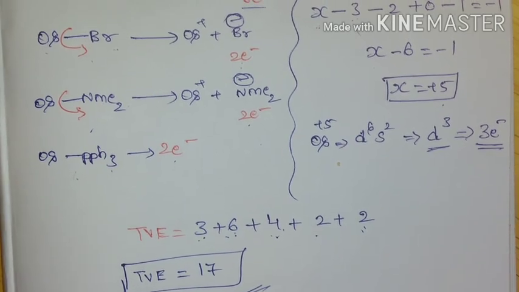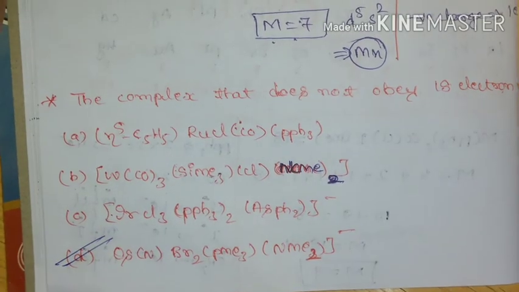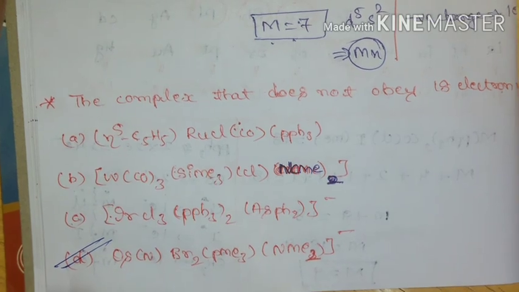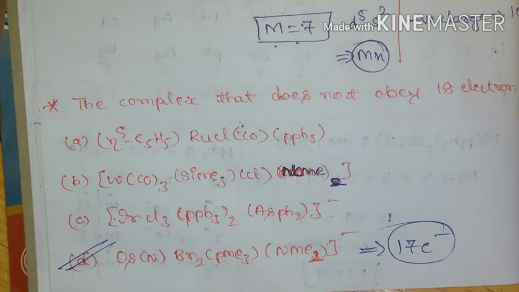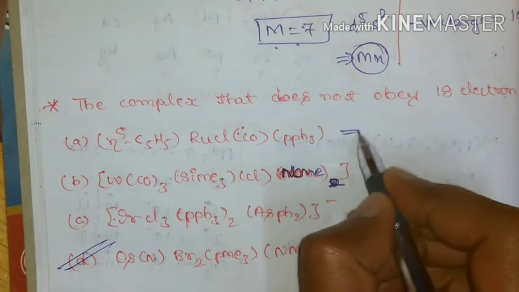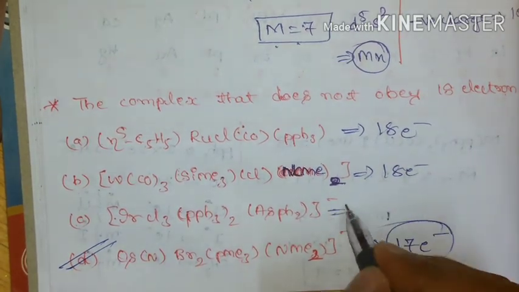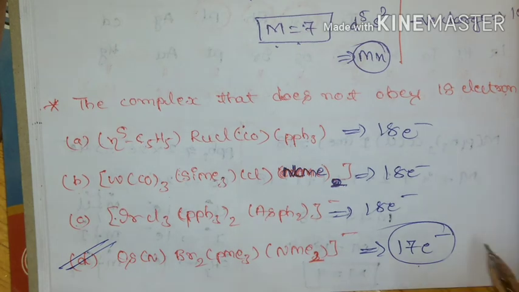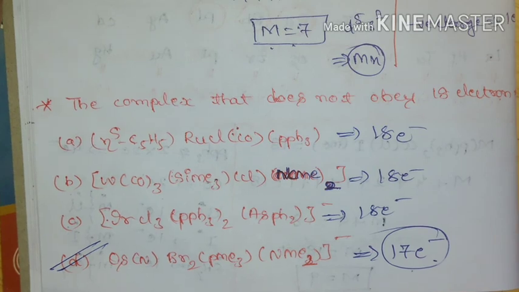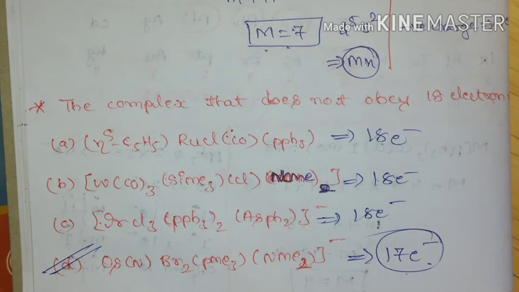So from this we came to know that the osmium N, Br2, PMe3, NMe2 minus complex does not obey the 18 electron rule. It is going to have 17 electrons, whereas all the remaining complexes are going to have 18 electrons. So this is the complex which does not obey the 18 electron rule. So these are the important things related to the 18 electron rule. Thank you.